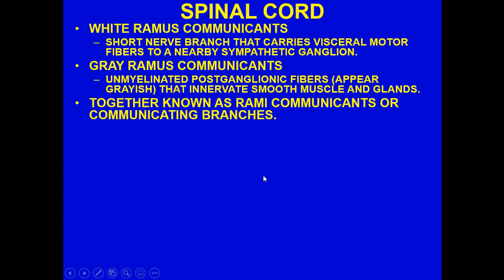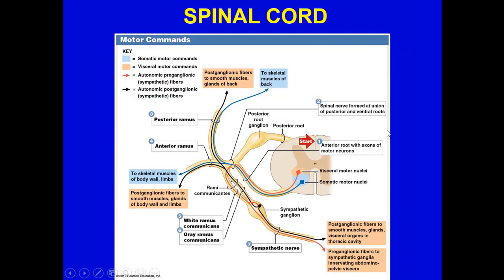The white ramus communicans is a short nerve branch that carries visceral motor fibers to a nearby sympathetic ganglia. The gray ramus communicans is unmyelinated, so it's slower. Postganglionic fibers, it appears grayish, that innervate the smooth muscle and glands. Together, they're known as the rami communicantes or communicating branches, and you can see these here.